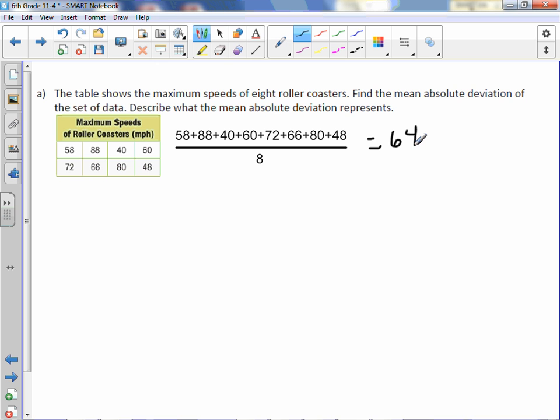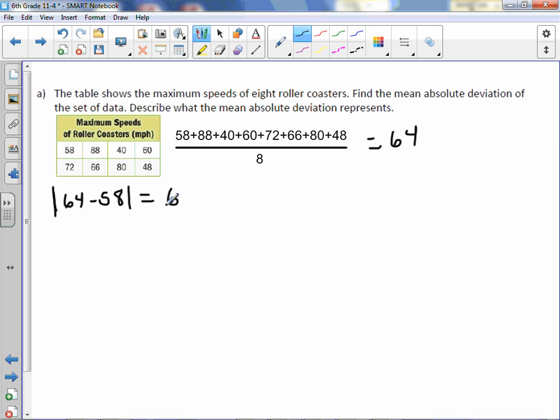Now what I want you to do is compare the mean and each value and see which one's bigger. So our mean is 64 and our first value is 58. 64 is bigger, so I'm going to write that first. 64 minus 58, I'm going to put that in absolute value bars. Well, 64 minus 58 is 6, and the absolute value of 6 is 6.